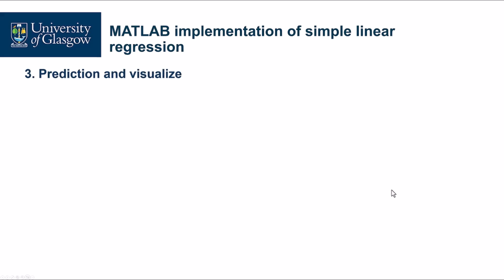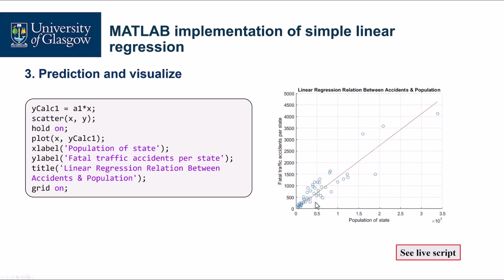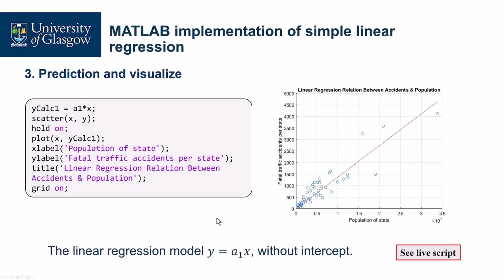Then we can see how A1 is predicted and what the result is. We first calculate the Y value based on A1, that is A1 multiply X. Then we can scatter X, Y, which means to put the points as circles in the figure. Then we can compare the line and the points. We can see the result is here. It is, let's say, a reasonable fit, right? So this is the implementation of linear regression without intercept.